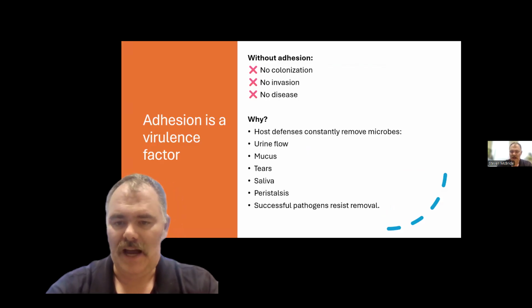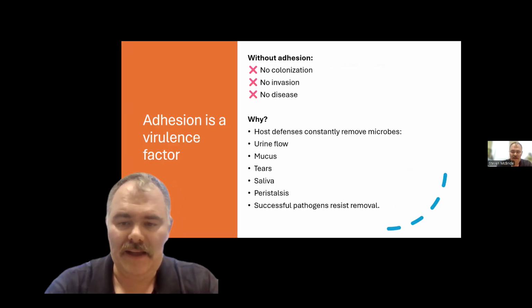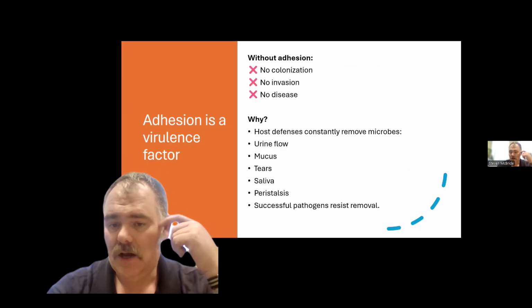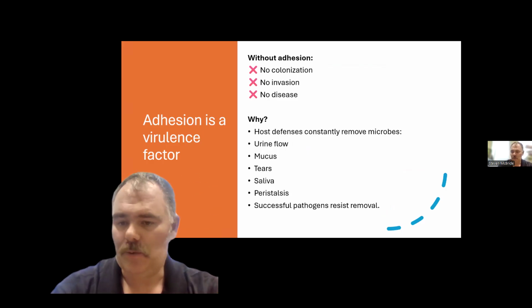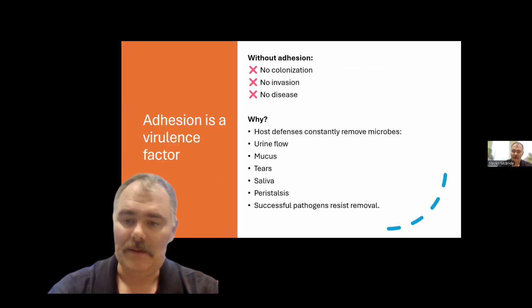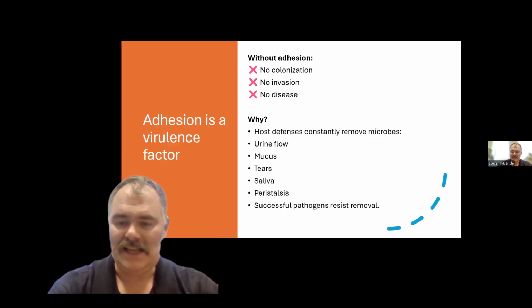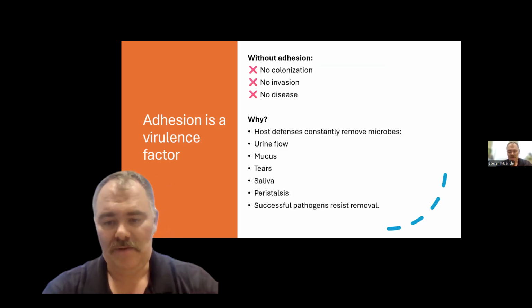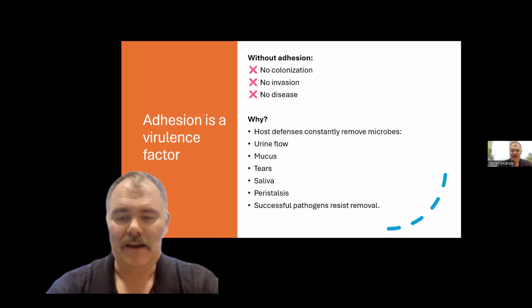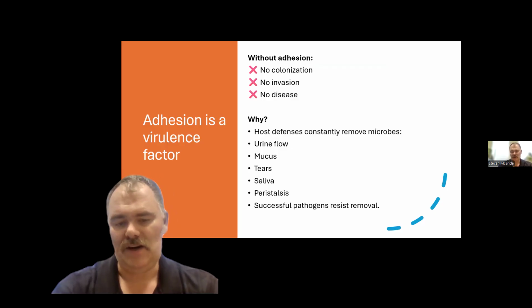One of the reasons we spend so much time discussing adhesion is that attachment itself is a virulence factor. A virulence factor is any trait that increases the pathogen's ability to cause disease. Without adhesion, many pathogens would never establish infection because the body is constantly removing microbes through mechanisms such as urine flow, mucus movement, tears, saliva, and peristalsis. By attaching to host tissues, pathogens can resist these defenses and establish colonization. Once colonization is established, the pathogen has the opportunity to invade tissues, evade the immune system, and eventually cause disease. In many cases, if adhesion is prevented, the infection never gets started.